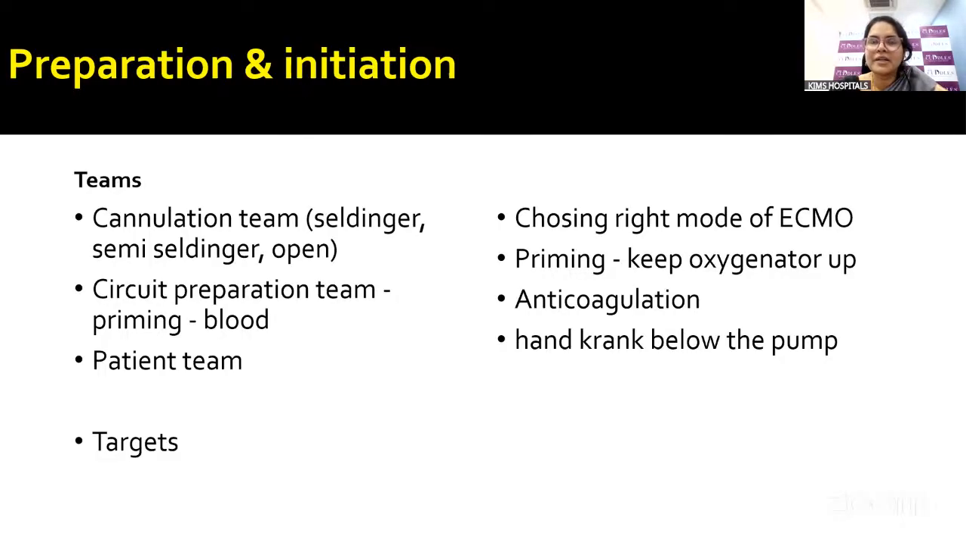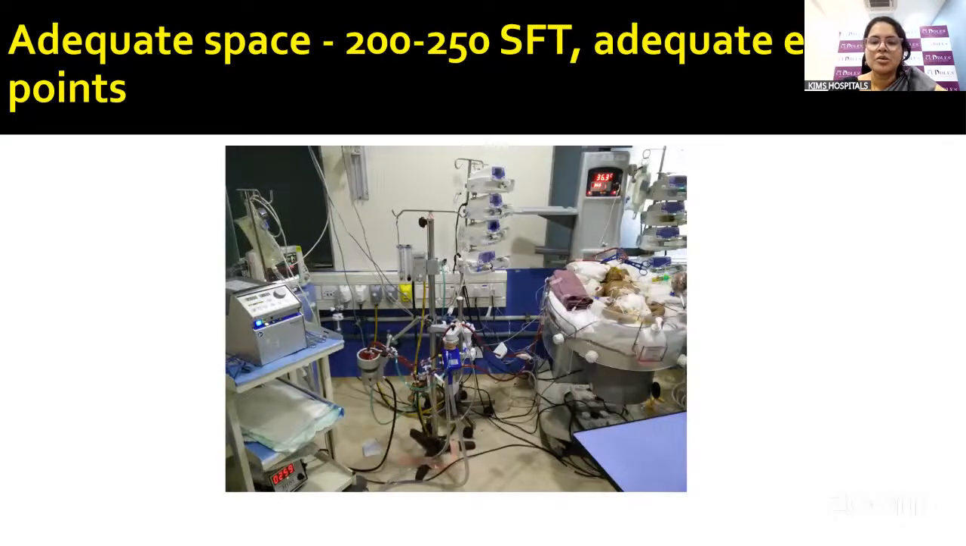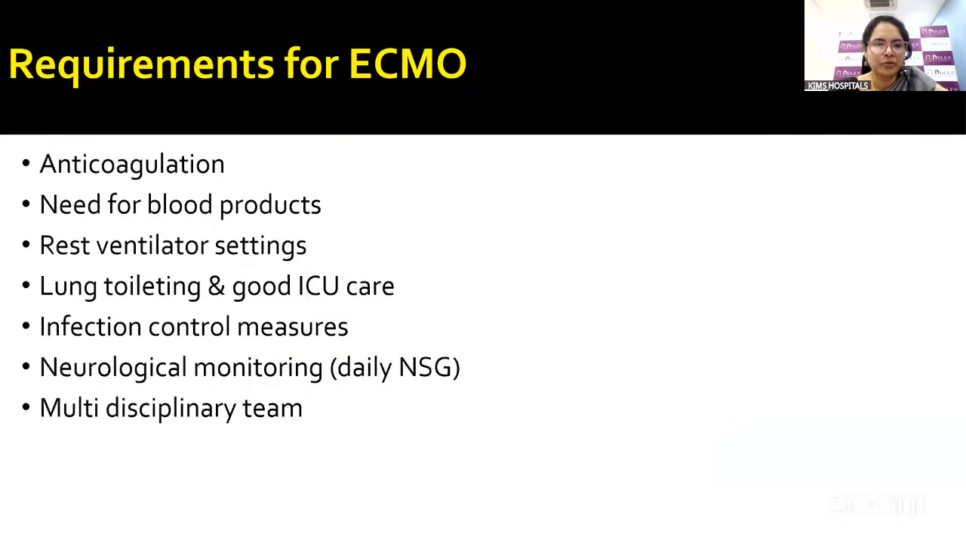Hand crank, importantly, is a safety mechanism whenever the pump fails, and this is to be placed below the level of the pump. So there must be adequate space of at least 200 to 250 square feet, with a sufficient number of gas points and electricity points, because this would be a sick baby requiring multiple infusion pumps. Usually at least 7 to 8 infusion pumps might be required. The baby also would require a warmer, sometimes phototherapy units, or a humidifier and mechanical ventilator circuit, and electricity connections. And so many connections would be required, and this is something that has to be well thought out.